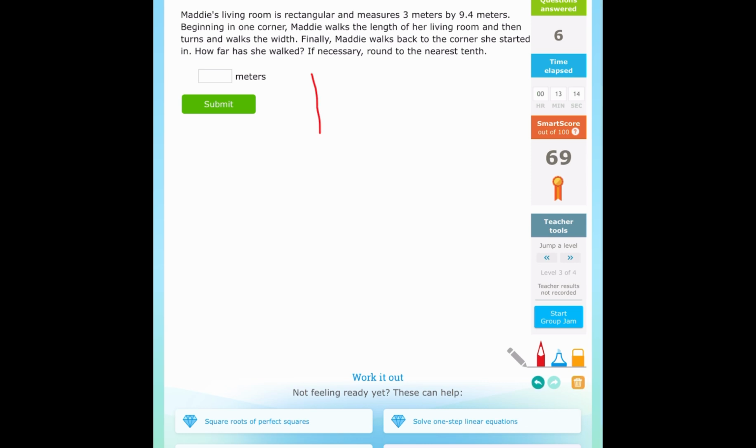Problem. We have a rectangular shape that measures 3 meters by 9.4 meters. So I'm just going to draw a rough sketch of a rectangle, and let's say this side is 9.4 meters and this is 3 meters.